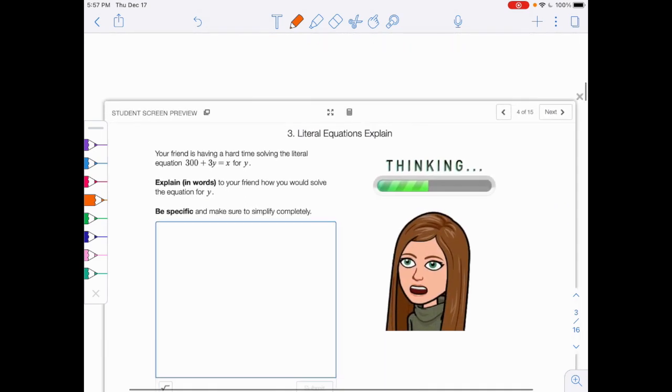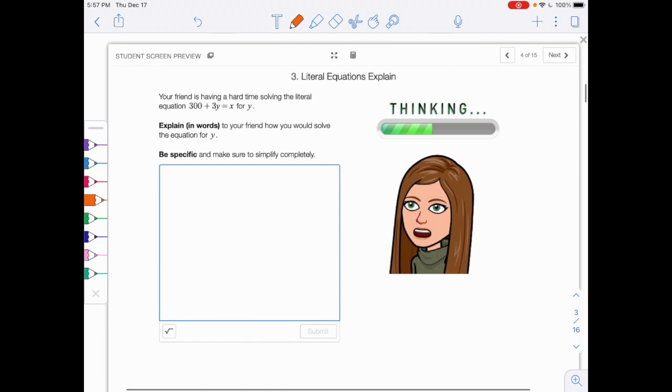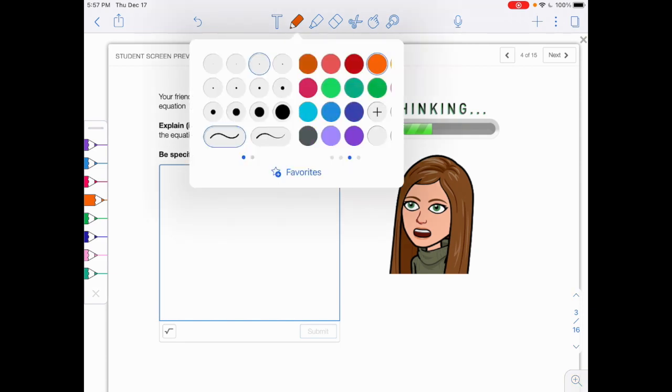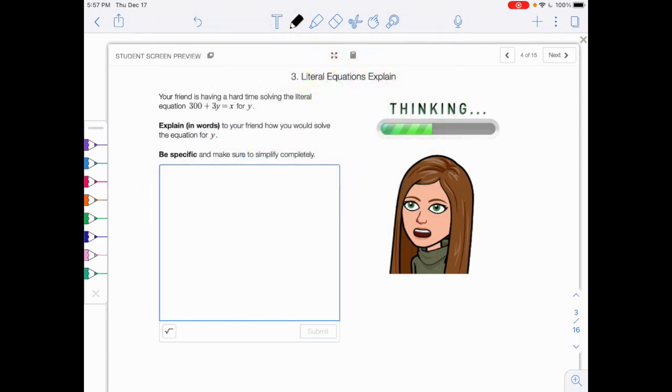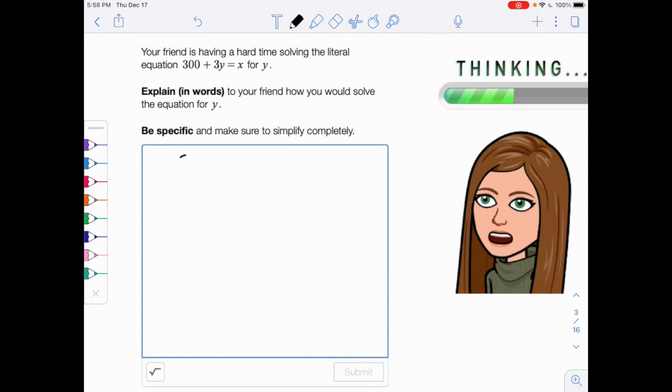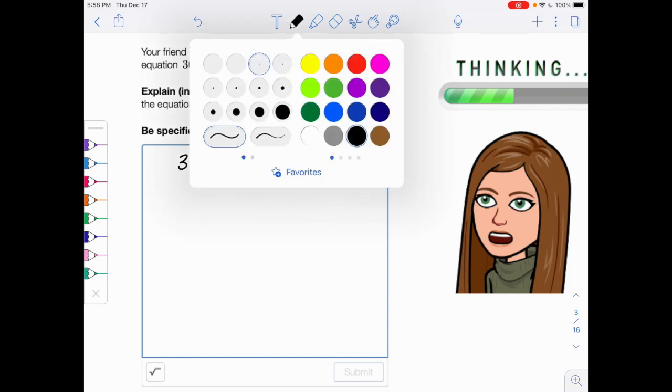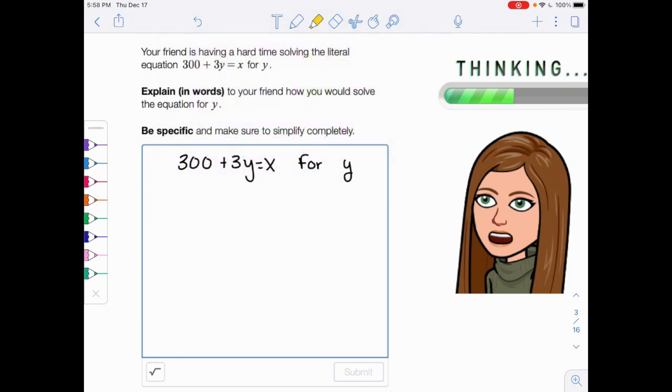My next literal equation asks me to explain. It says your friend is having a hard time solving the literal equation 300 plus 3y equals x for y. So they want you to solve it for y. Explain in words to your friend how you would solve the equation for y. So here's my y stuck in here.